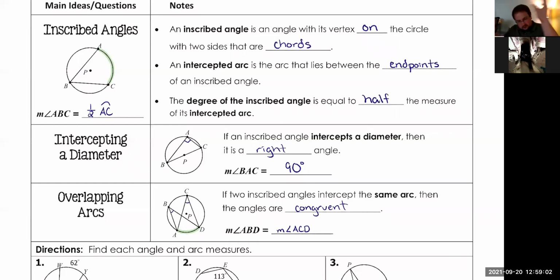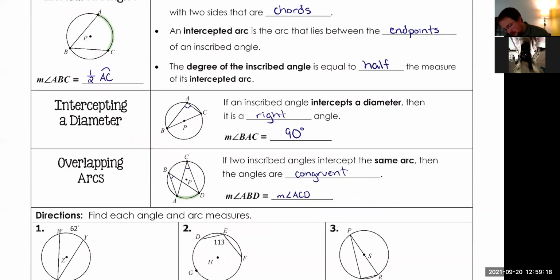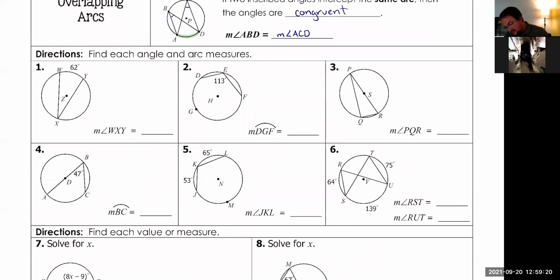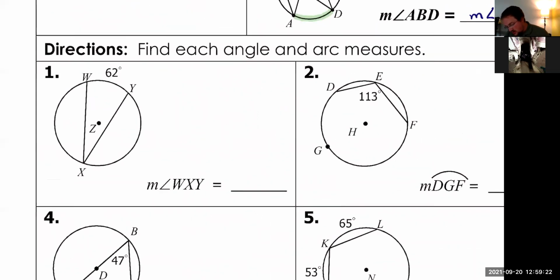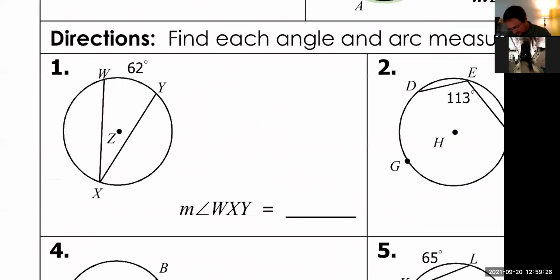So a lot of information there. The biggest takeaway: inscribed angles, the vertex is on the circle itself. That inscribed angle is half the measure of the arc that it intercepts. So it gives us some things to calculate. We're going to try some out here. We're going to find each angle and arc measure depending on which we're provided.